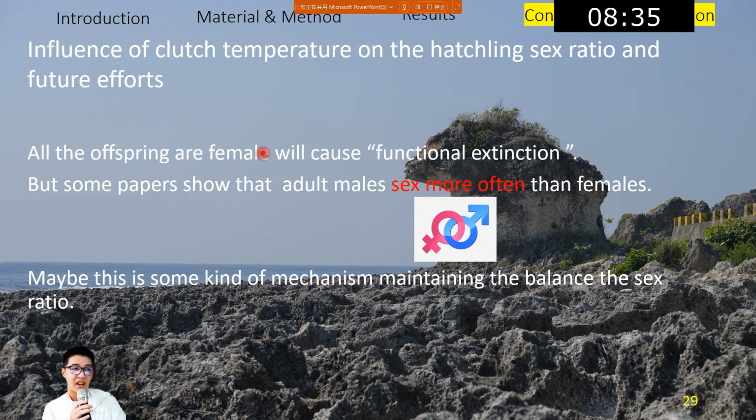And there are other theses saying that due to global warming, the male adult sea turtles are sexed more often. So maybe they produce more females because they need more balance in the sex ratio, but I don't buy it.